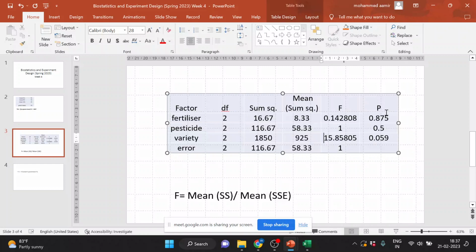And regarding the p value, now none of the variables are significant here at the 95% confidence level, because it is not less than 0.05.